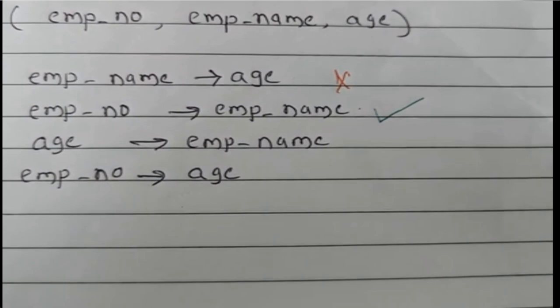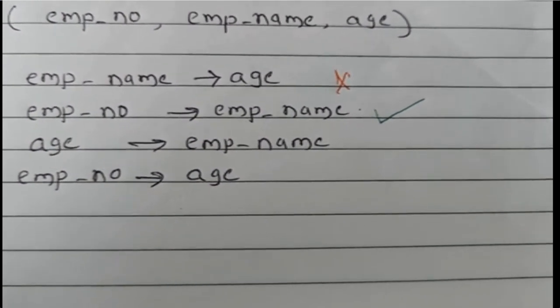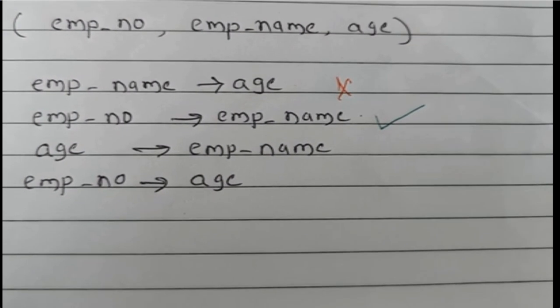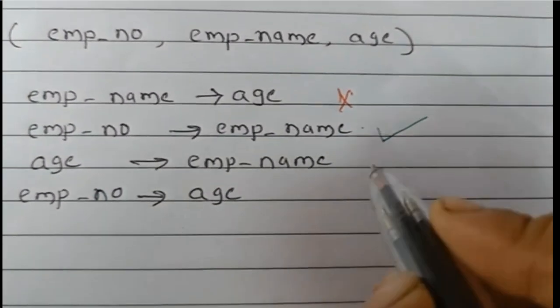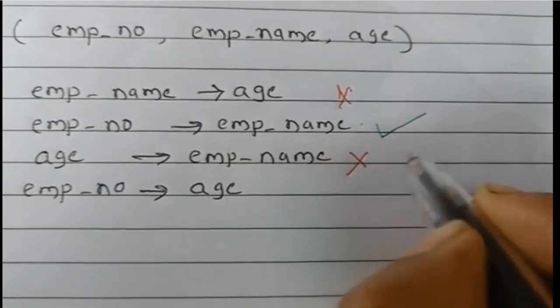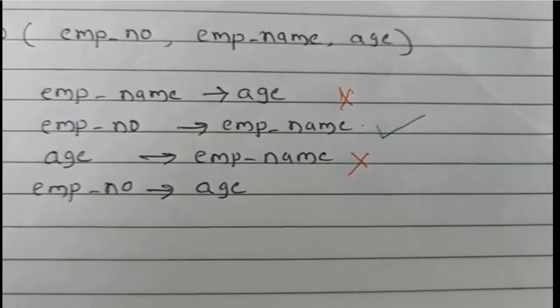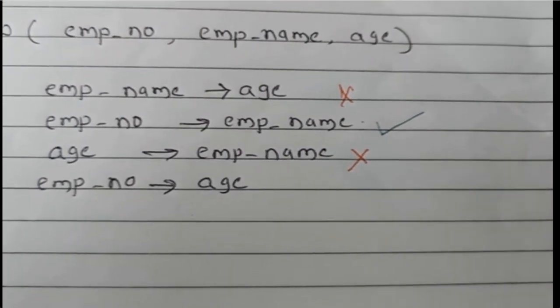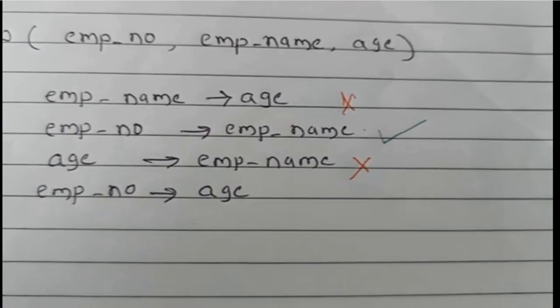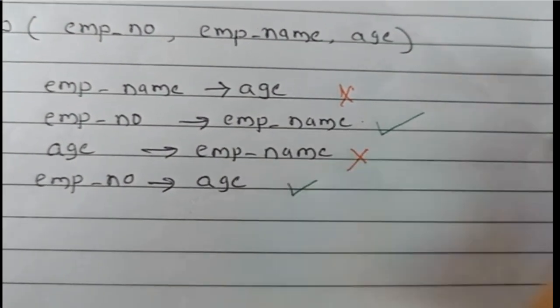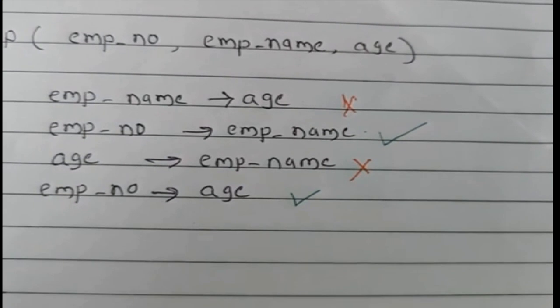Can age determine the name of the employee? It is possible that in the organization we can have multiple employees having the same age. So it would not be a unique determiner of the employee name. Can employee number determine the age of an employee? Yes, it can determine the age of the employee. So it is a unique determiner.